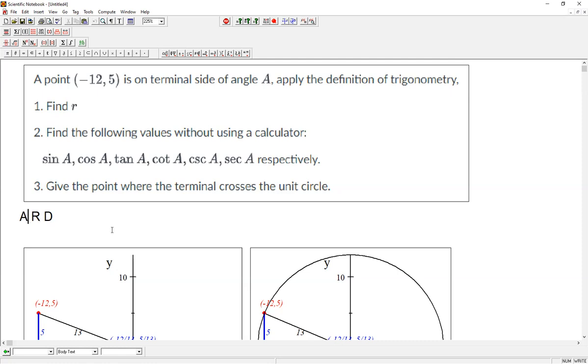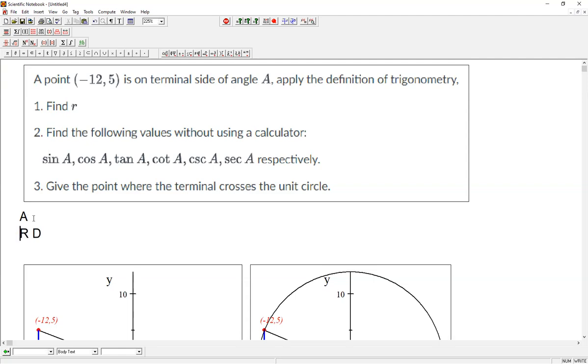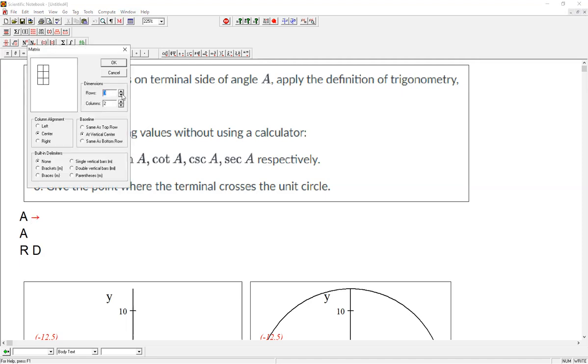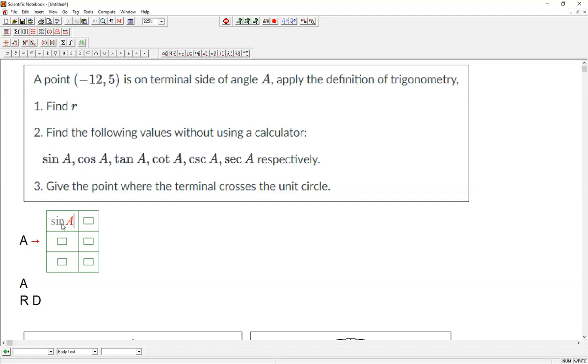A is about angle measurement, how angles are measured. These angles are the input for all 6 functions. And these 6 functions are sine, cosecant, cosine, secant, tangent, and cotangent.